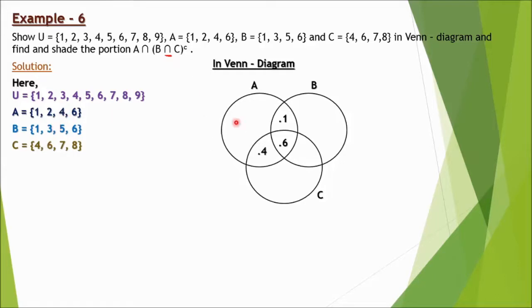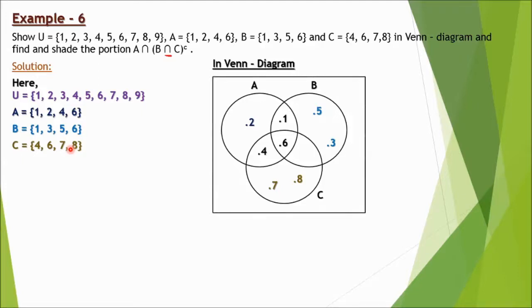Now our focus must be on set A. Now 1, 6, 4 are written. 2 is remaining. In B, 1 and 6 are written. So 3 and 5 must be written. In C, 4 and 6 are written. So 7 and 8 are not written yet, so we have to write 7 in it. So we have completed placing the elements in the proper regions. The element which belongs to which region we have written now.